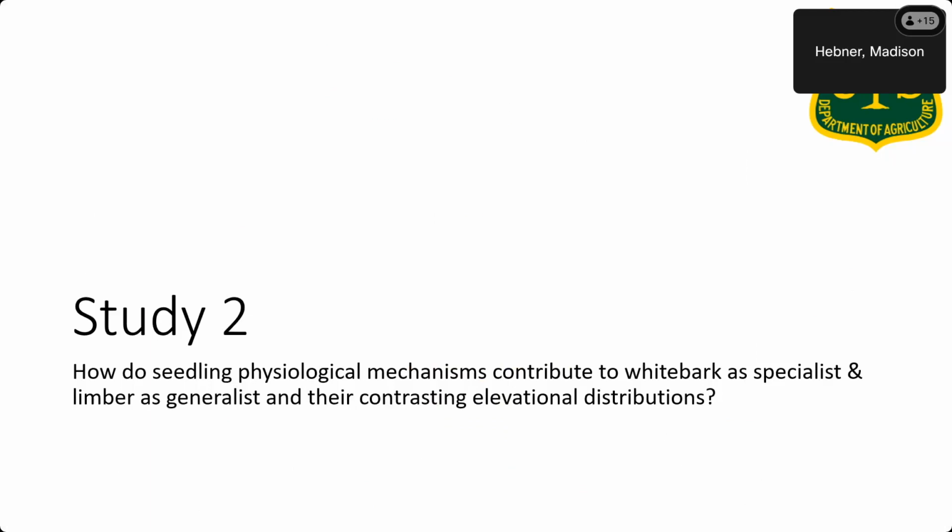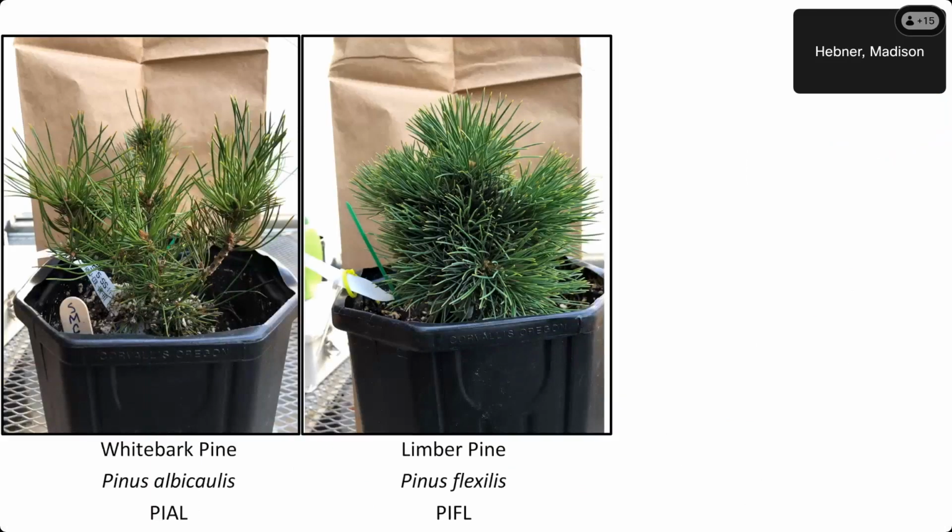The second study I want to give you an overarching view of is one that helps set up Lou's work that she'll talk about today: the direct comparison of whitebark pine and limber pine juveniles in the greenhouse. What we wanted to do is connect these traits, not just compare them between species, but relate them to their contrasting elevational distributions.